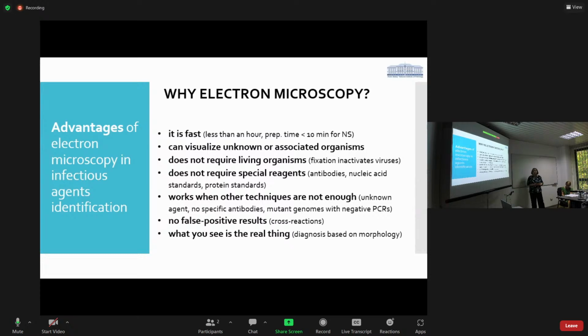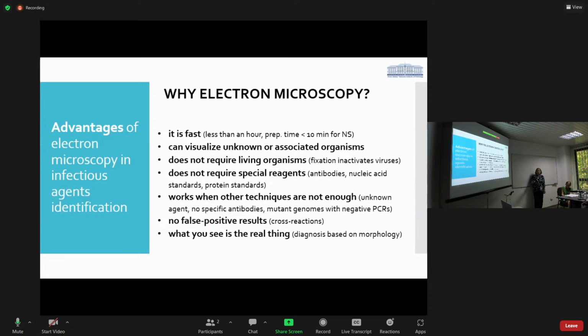Why use electron microscopy to identify an unknown pathogen? Because it's quite easy, quite fast. 10 minutes will be enough to see a viral particle using negative staining, a specific technique. You can see 2 or more different infectious agents at the same time in the sample, if this is the case. It does not require a living organism. In fact, processing the samples for electron microscopy requires a fixation, and a good aldehyde is killing almost everything.